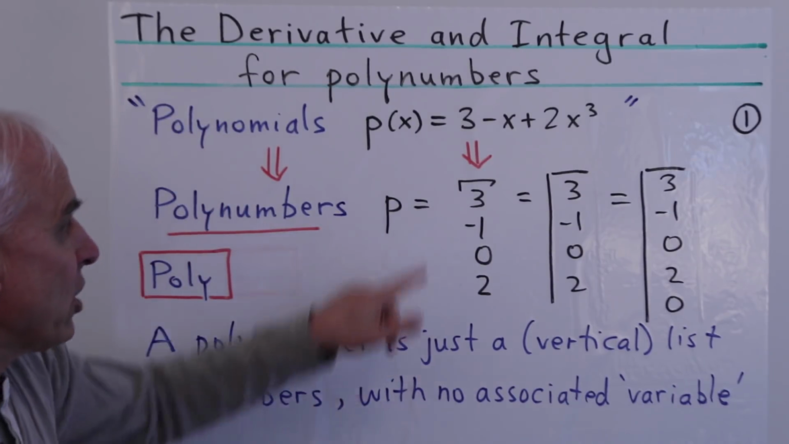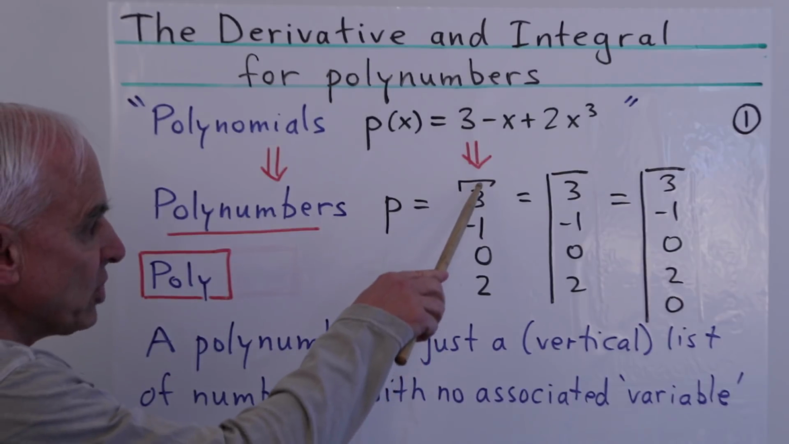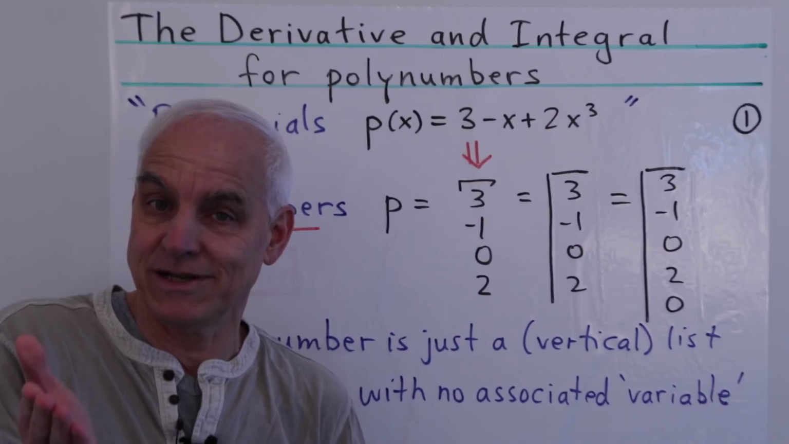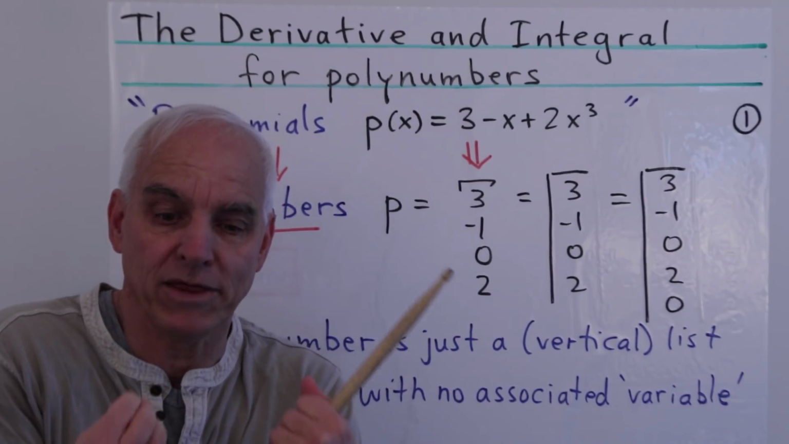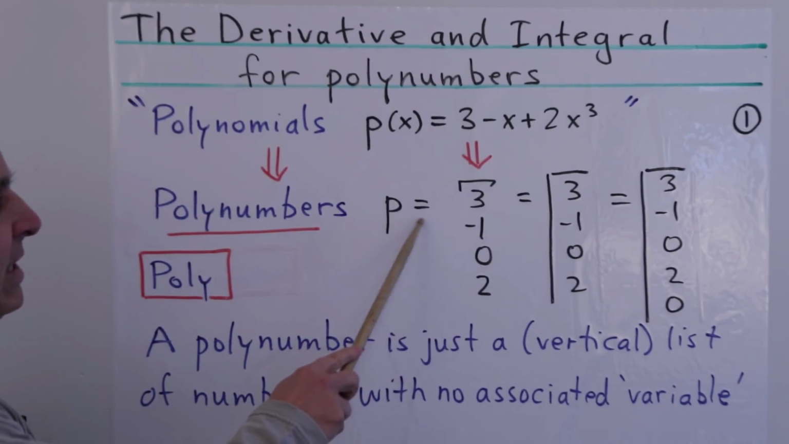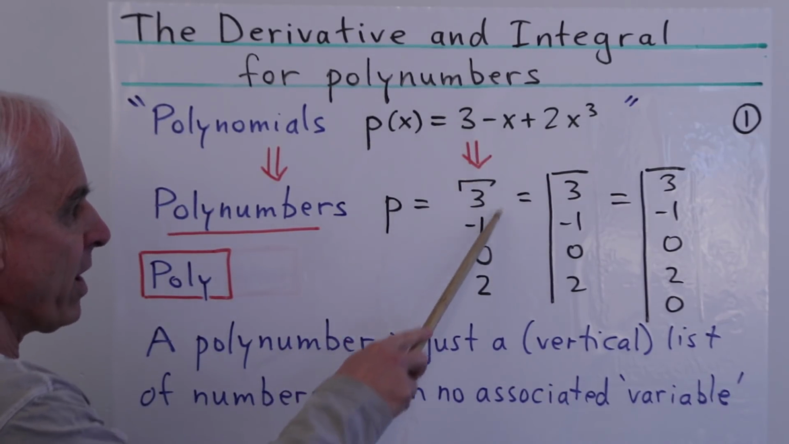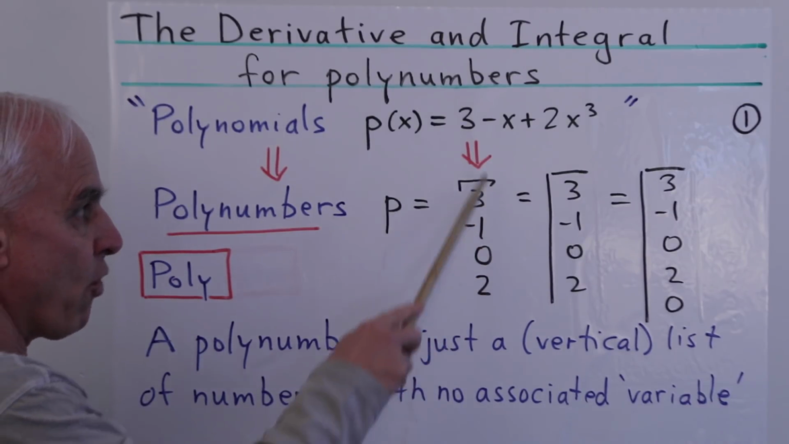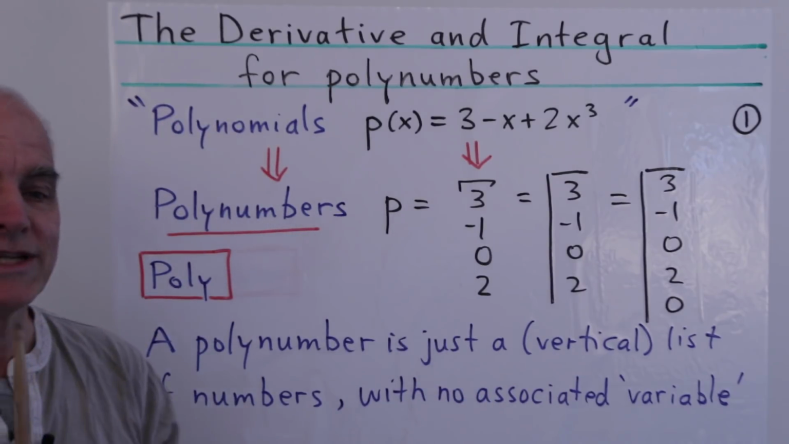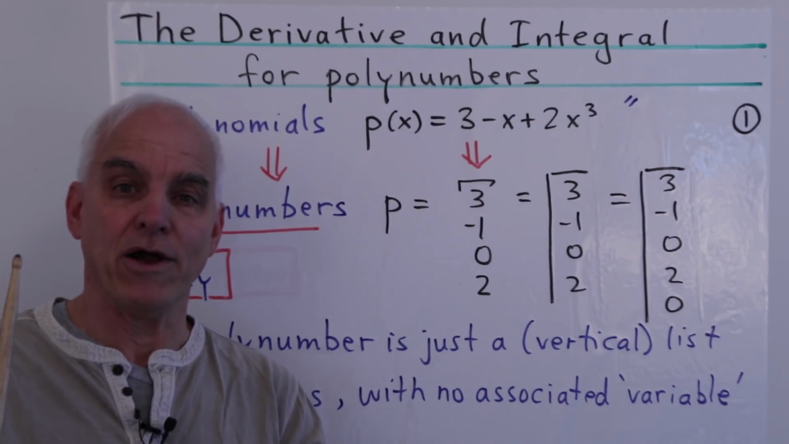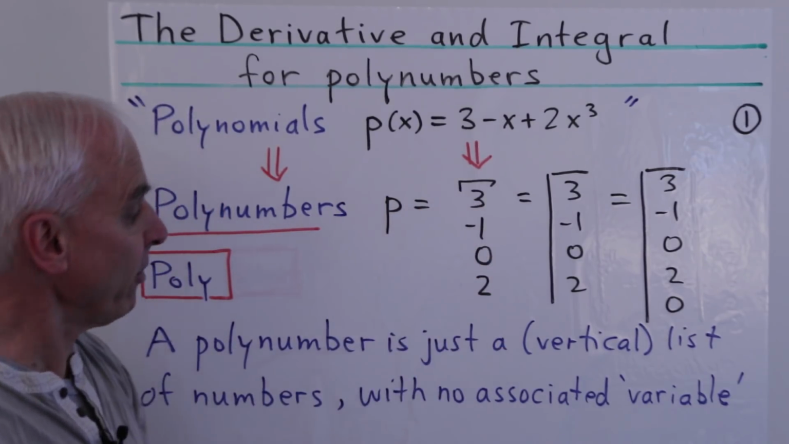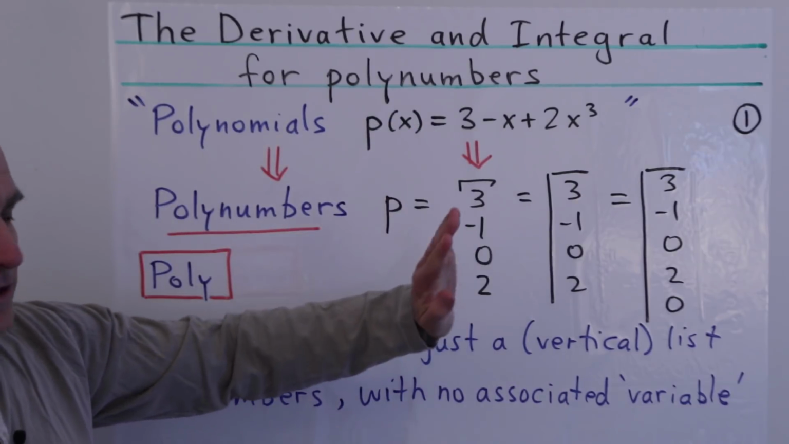Polynumbers. So we encode this kind of object rather just by the list of coefficients, and we think of this list as being essentially primary. This is really what the object is. So instead of writing this, we would write p equals 3, minus 1, 0, 2. These are obviously the coefficients that are appearing up here. But when we write it this way, there's no more sign of an x or a y or any other variable. It's just p equals this list of numbers, and we write it vertically like this, at least at first.